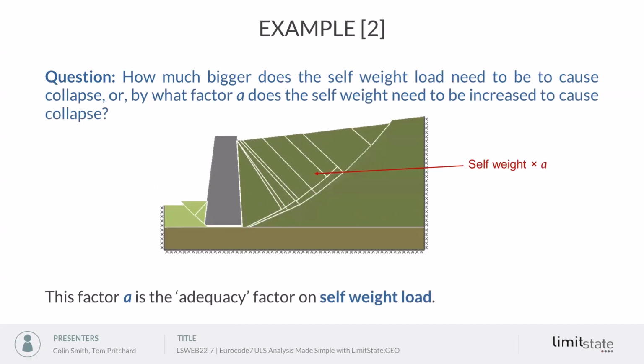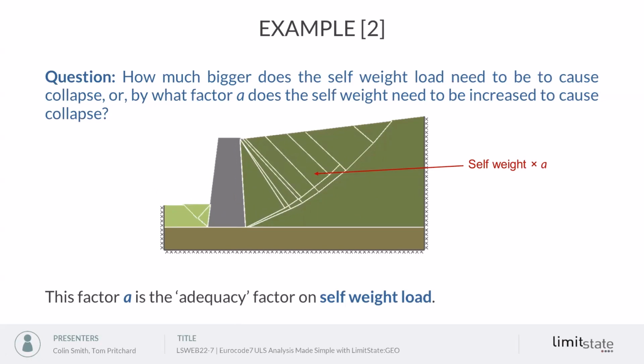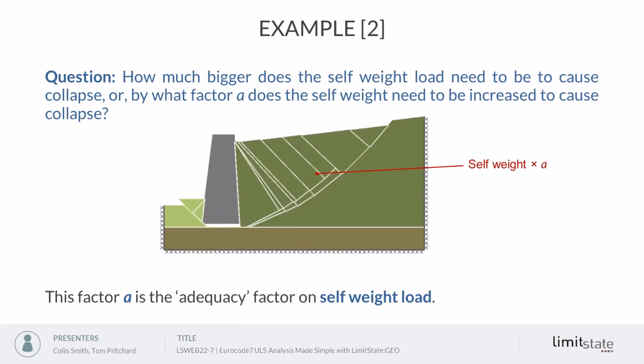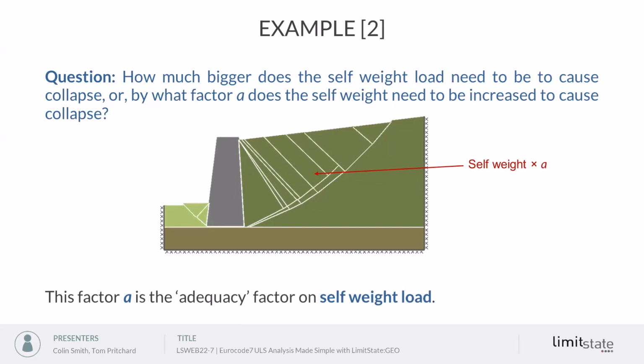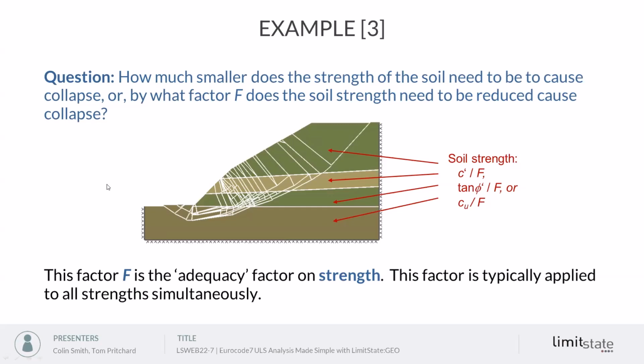So that could be an external load. We could also have a load arising from the self-weight of fill. So it is possible to ask the software how much heavier the fill behind the wall, in this case, has to be to cause collapse. Or we can do it in terms of soil strength. How much smaller does the strength of soil need to be to cause collapse? Or by what factor F does the soil strength need to be reduced to cause collapse? And in this case, this factor is typically applied to all strengths simultaneously. So if you've got multiple layers in the problem, they will be factored down altogether.